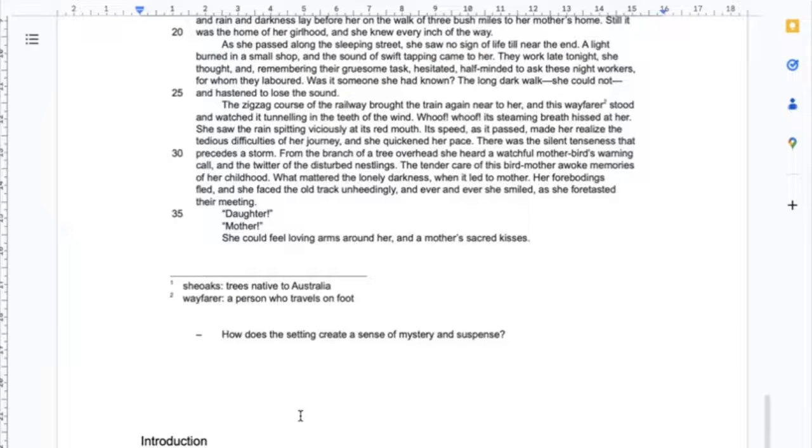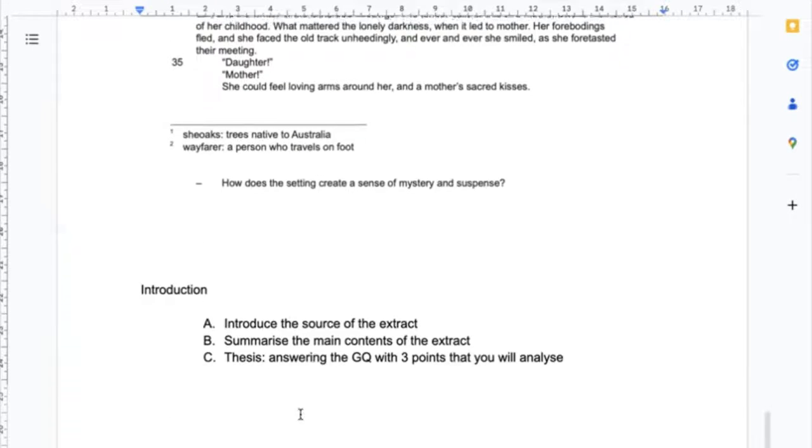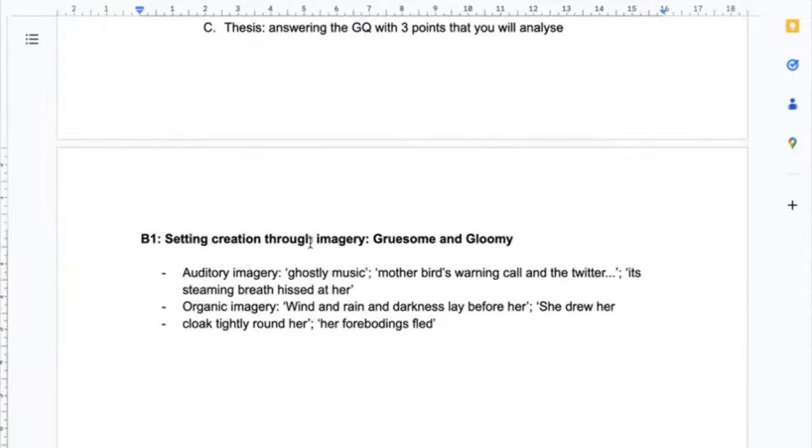Introduction contents are the same, so I'm not going to repeat. Let me directly move on to body one. First, I can analyze the role of imagery in creating a gruesome and gloomy setting in this extract. There are multiple types of imagery, like auditory and organic, that contribute to creating the gruesome and gloomy mood of the setting.